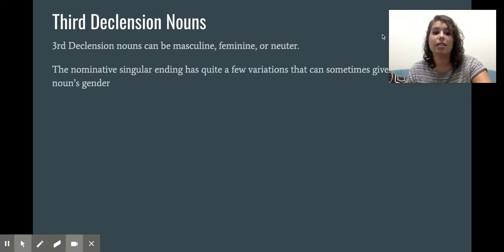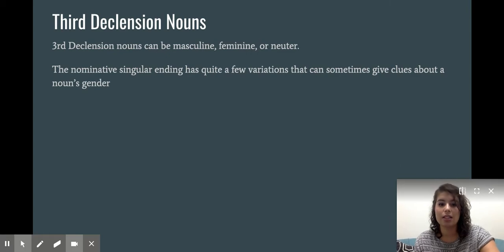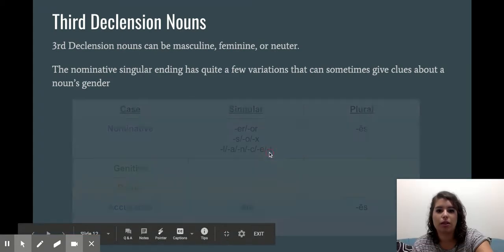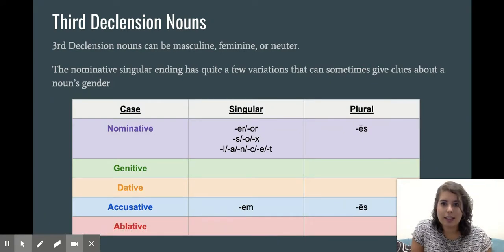The nominative singular ending of third declension nouns is where things get a little wonky, because there's a whole bunch of different options for what the nominative singular ending can be. But that whole bunch of variations of endings can give you some clues about the noun's grammatical gender. So we're going to talk about that. There we go. Here is our chart for our third declension noun endings. As I said, in our nominative singular, we have a whole bunch of ending options.